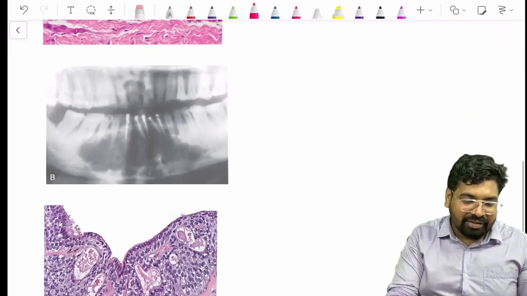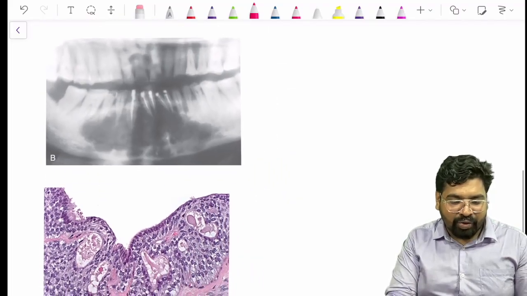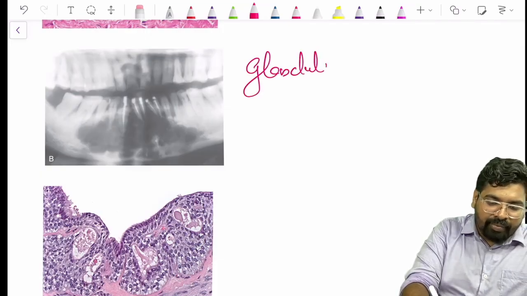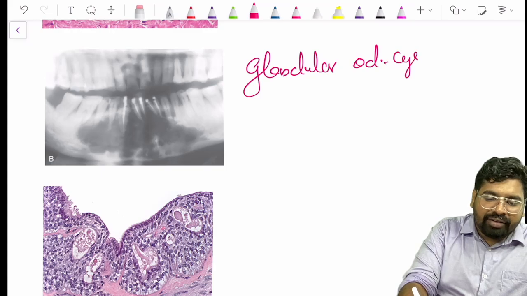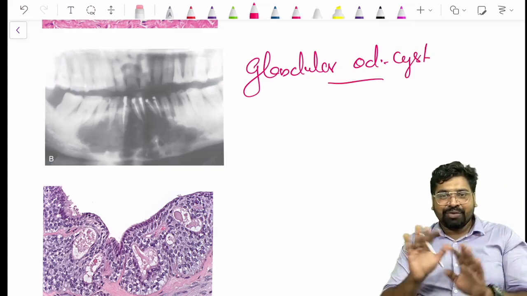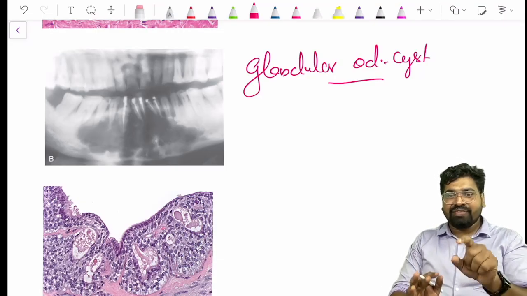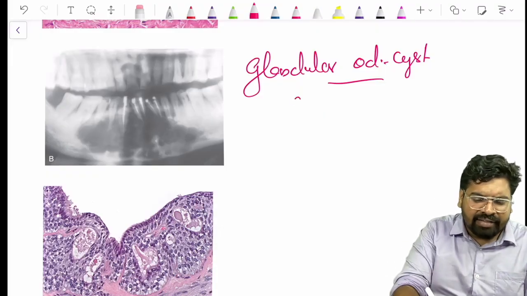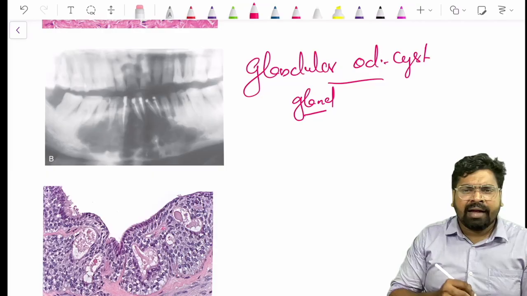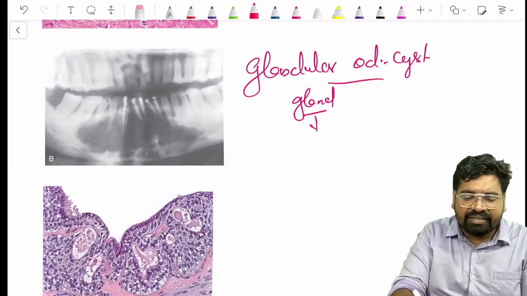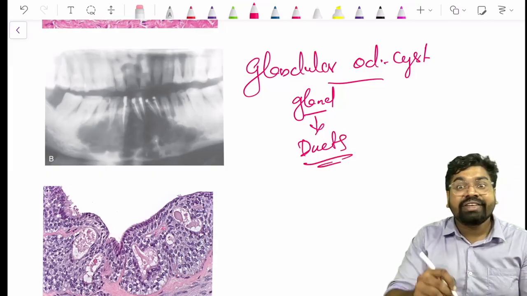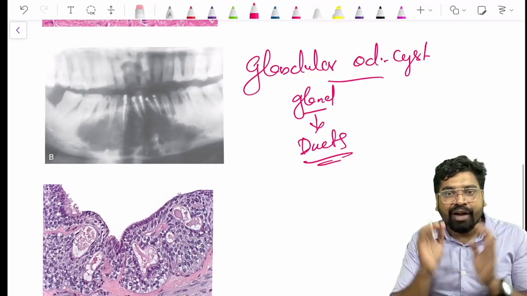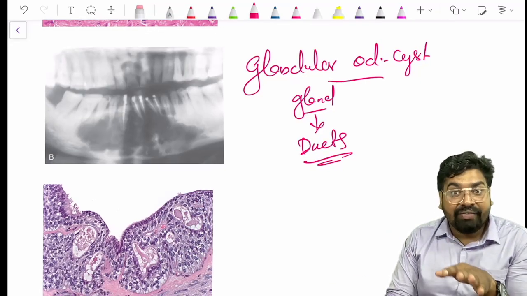So this is the next cyst. One more cyst I have to discuss, that is glandular odontogenic cyst. Now, glandular odontogenic cyst is very easy. I know that now you are in a position to identify the feature of a cyst from the name itself. Glandular, something related to gland. What do you see in the glands? You see ducts inside the gland, secretions inside the gland. So the peculiarity of this glandular odontogenic cyst is that it is a very aggressive cyst.